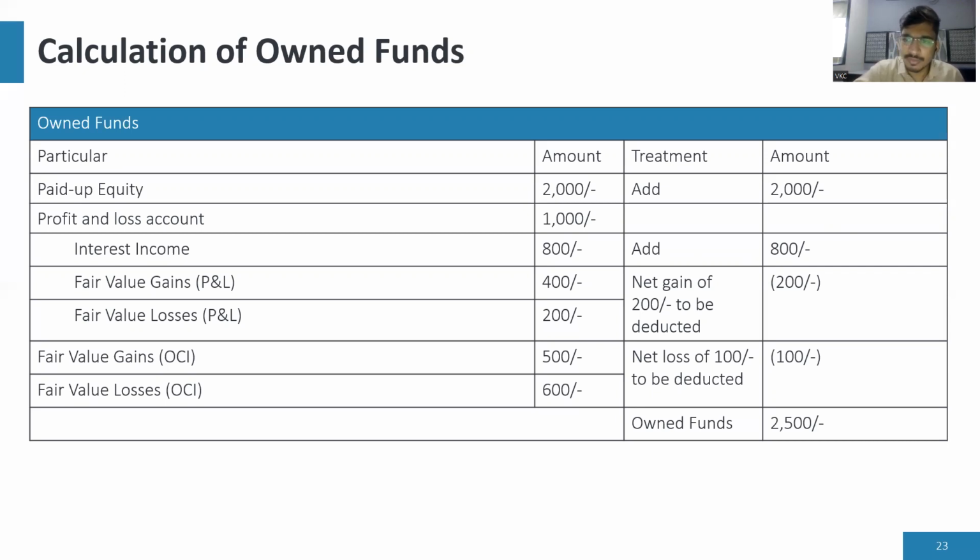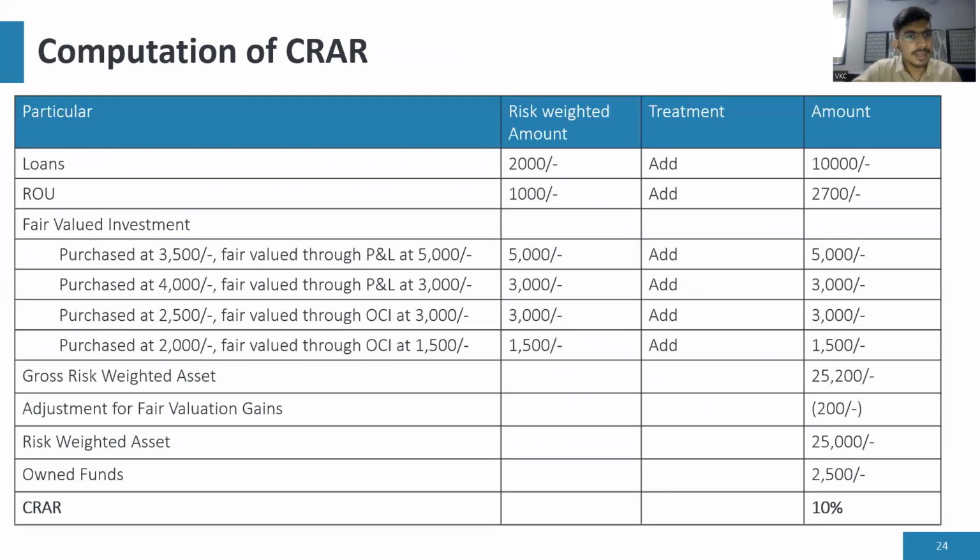We'll check on the net basis if there is a gain. Yes, it's a gain, so we need to ignore it. If there is a loss, a fair valuation loss, it has not been factored in, so we want to factor that in. Losses we want to factor in. Hence, we would consider it and deduct. Hence, the calculation of own funds would come at 2,500. Here, at 2,500, you are able to determine the own funds.